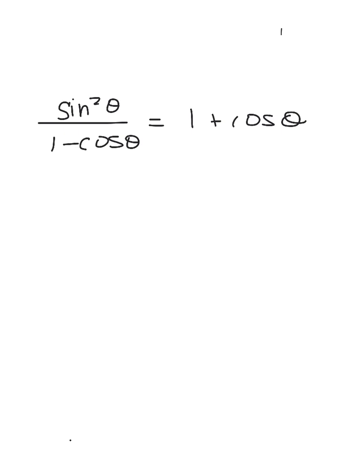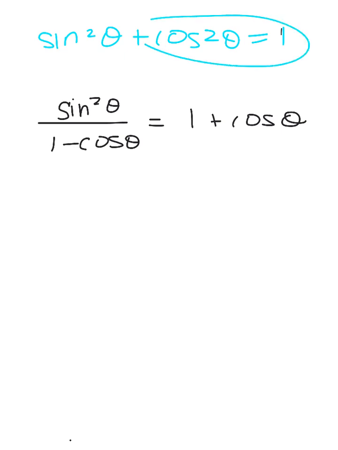So this is the review for test number 10. So number 1 is to verify the identity. I noticed that I have here in the numerator a sine squared theta. This comes from the Pythagorean identity. Remember, the Pythagorean identity is sine squared theta plus cosine squared theta is equal to 1. So sine squared theta is equal to 1 minus cosine squared theta.